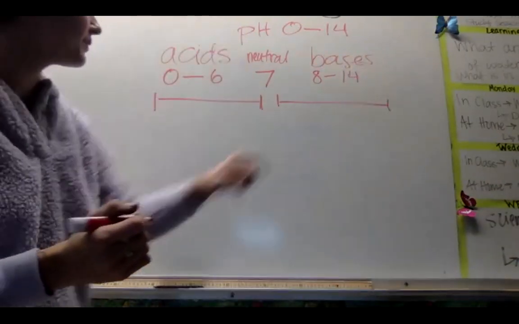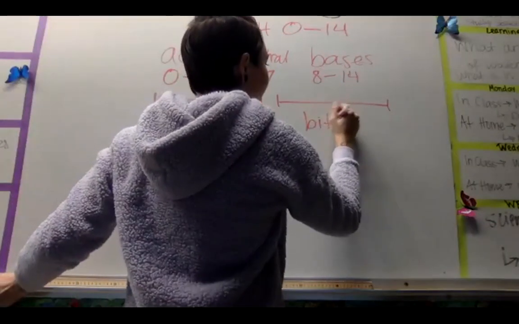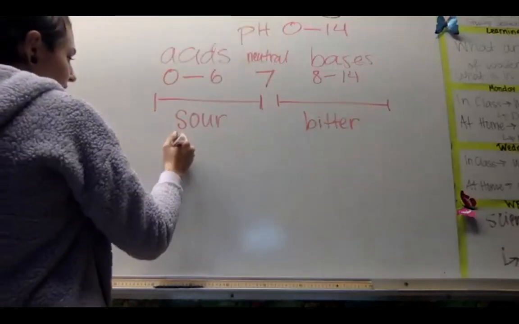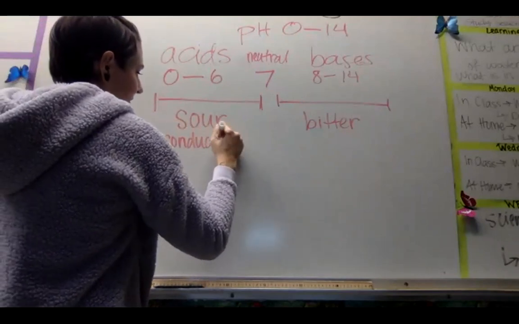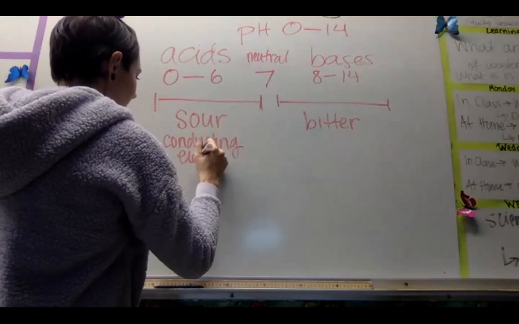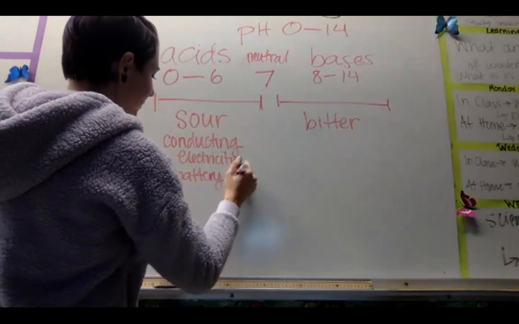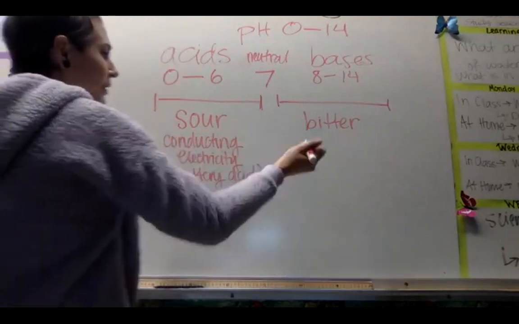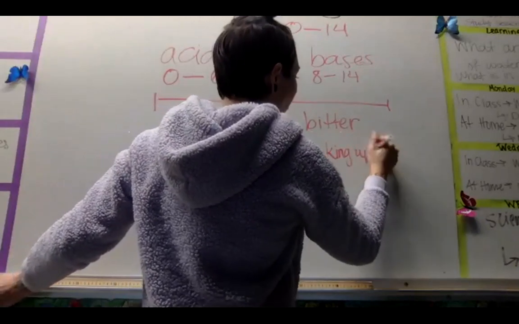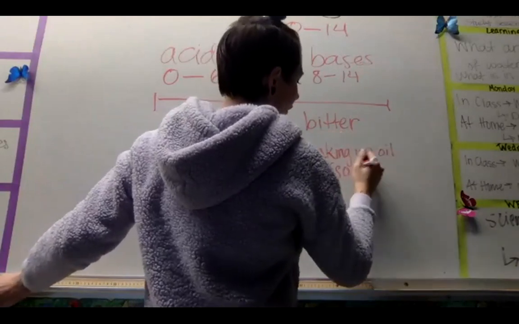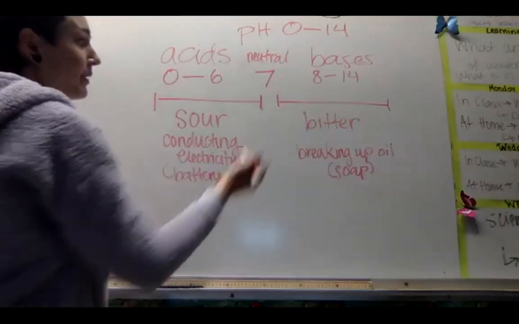And so, properties of acids and bases. Acids are sour, while bases are bitter. Acids are really good at conducting electricity, which is why there's a thing called battery acid. Meanwhile, bases are really good at breaking up oil, which is why we use soap when we are cleaning dishes, because if our dishes get oily, we use soap, and soap is a base.